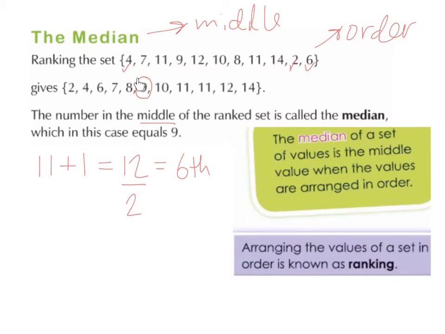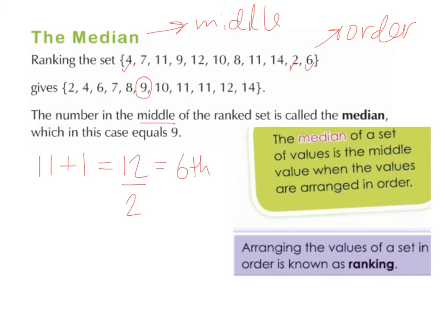Now if we had an even set of numbers, let's say there had been 12 numbers to begin with, we would have straight away divided by 2. There's no need to add on 1 when you have an even amount of numbers. And whatever we would have gotten, for example, 12 divided by 2 would be 6, you would have to get the 6th and the 7th value and get the mean of those two numbers. So basically add them together and divide by 2. So we'll have a look at an example where that happens in a minute.